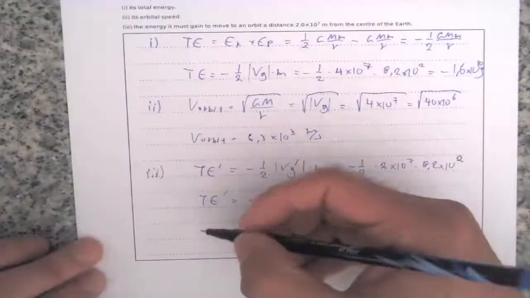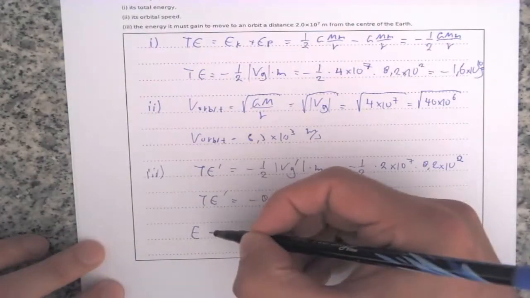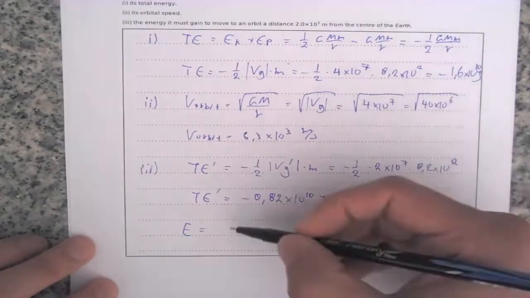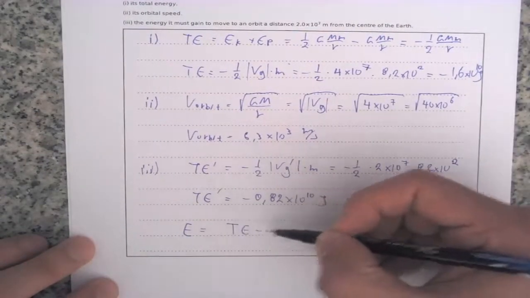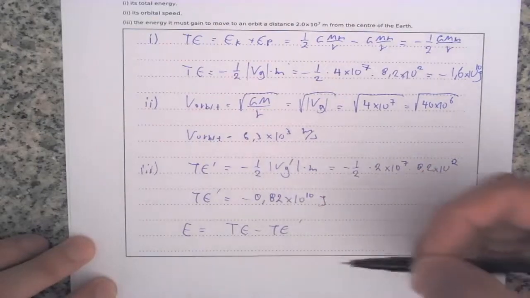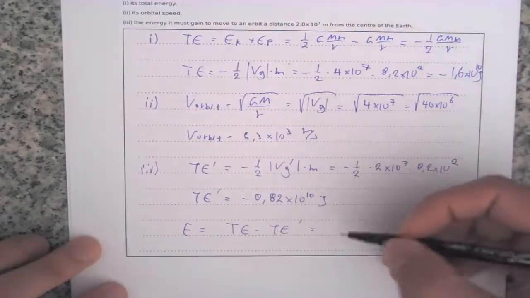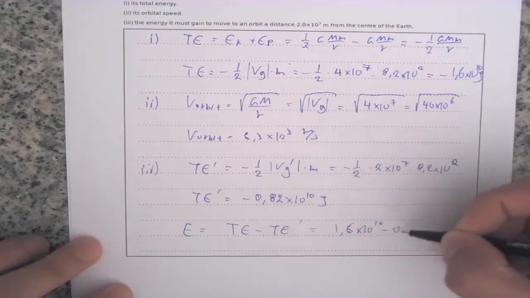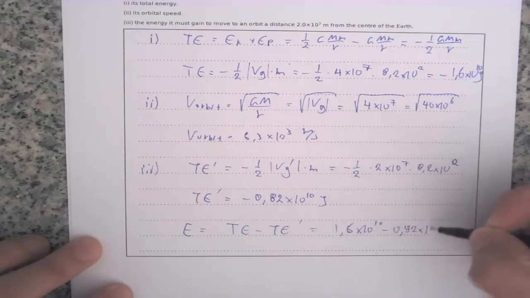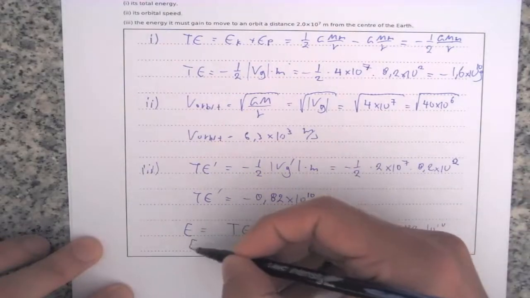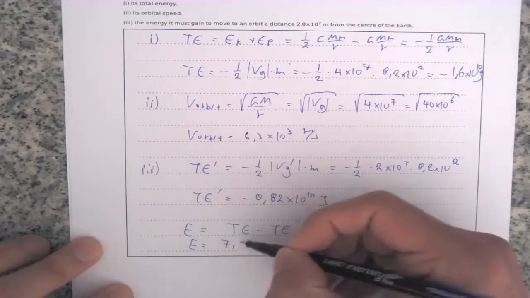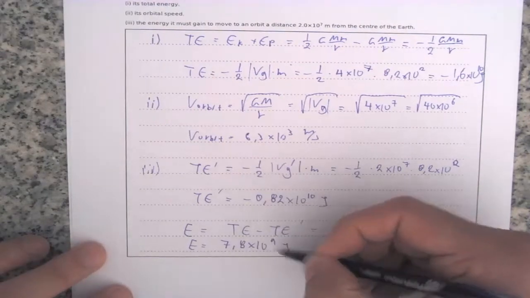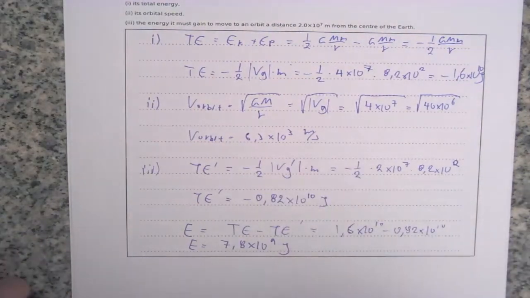So the required energy will be the subtraction between those two values. It will be the total energy minus the new total energy. Here you can ignore the negative sign, so it's 1.6 times 10 to the power of 10 minus 0.82 times 10 to the power of 10. So the required energy will be 7.8 times 10 to the power of 9 joules, if you round it to the two significant figures that we want.